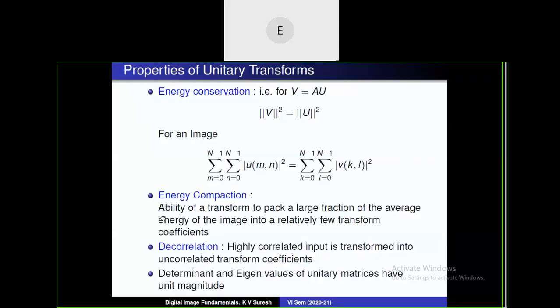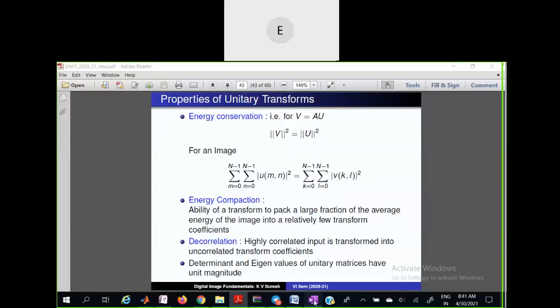Remember when I introduced the transforms, I told you that you can have compression of data if you go for transformation. So this is studied under the heading called energy compaction. Okay, energy compaction means it is the ability of a transform to pack a large fraction of the average energy of the image into a relatively few transform coefficients. Okay, in fact it is almost verified in the first problem itself.